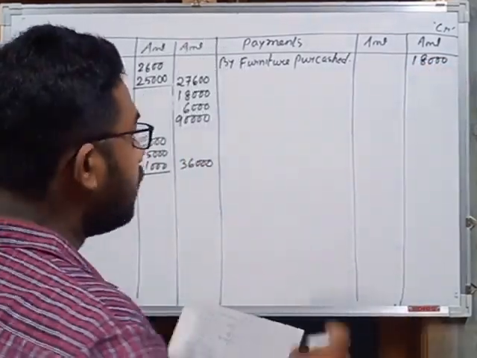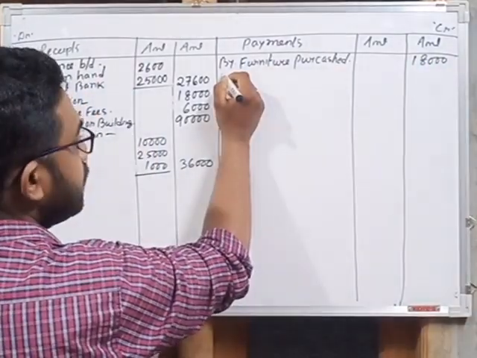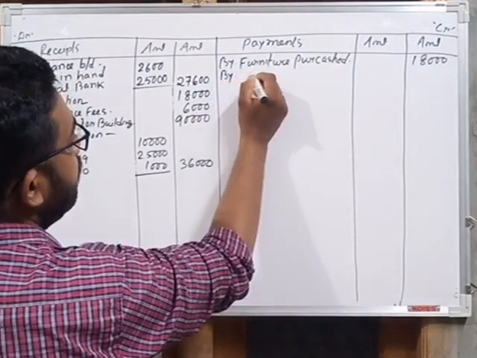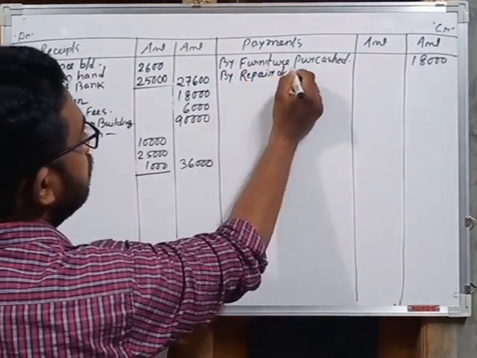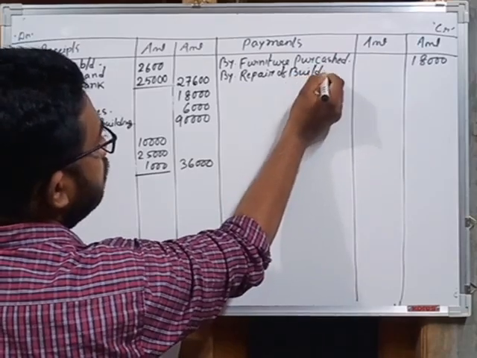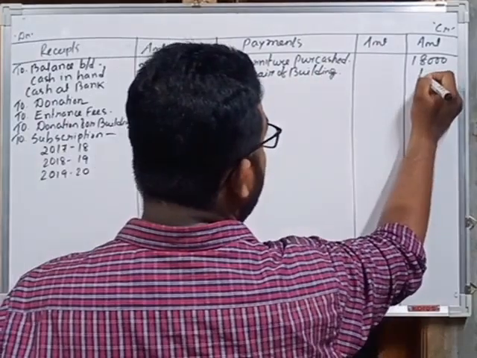Next, repair of building. That means in order to repair we have to expense a certain amount, and it is a payment by repair of building, 1500.